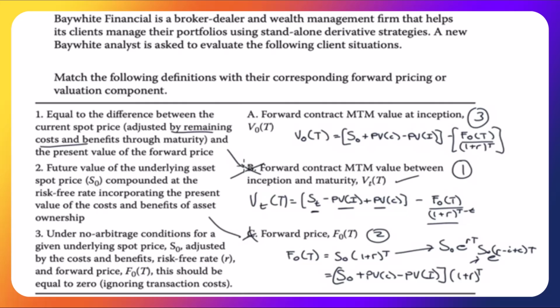And all we have is number 3, and number 3 has to be A. Under no arbitrage conditions for a given underlying spot price S naught, that is the price at inception, adjusted by the costs and benefits, the risk-free rate, and the forward price, this should be equal to 0. What is equal to 0? The forward contract mark-to-market value at inception, V naught T equals 0. So here is the present value of the spot price, all the costs and all the incomes, and we're subtracting the forward price discounted all the way back to the beginning. These two terms should be equal to each other, making the value 0.